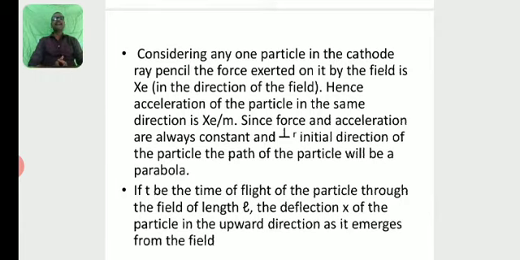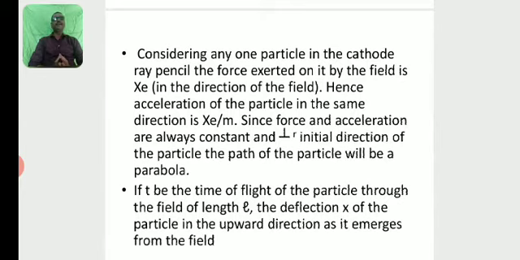Hence, the acceleration of the particle in the same direction is XE by m, because according to Newton's law F is equal to ma, so a is equal to F by m, that is XE by m. That gives the acceleration of the particle, that means the electron. Since the force and acceleration are always constant and perpendicular to the initial direction of the particle, the path of the particle will be a parabola.